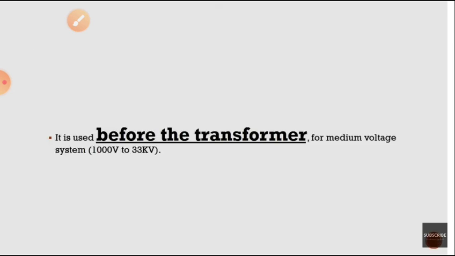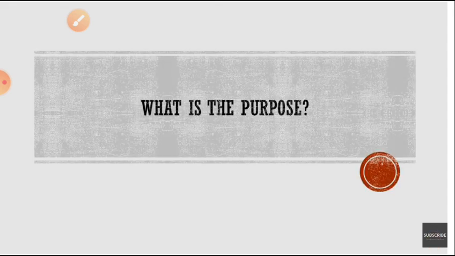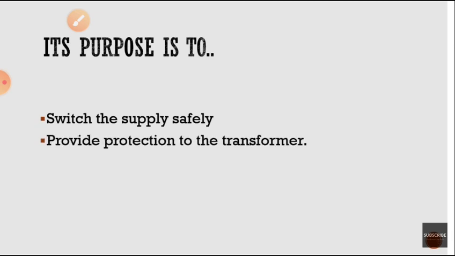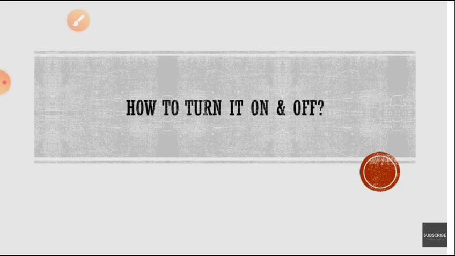Where is it used? It is used before the transformer for medium voltage systems, that is 1000 V to 33 kV only. What is the purpose? Its purpose is to switch the supply safely and provide protection to the transformer. How to turn it on and off?